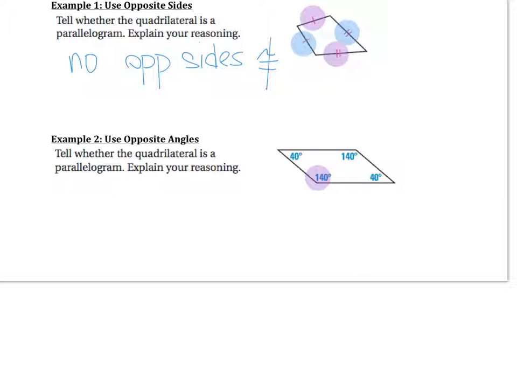Likewise with the angles, I want to look at opposite angles and see if they are congruent. My purple angles are congruent, my blue angles are congruent. So yes, this would be a parallelogram, and the reason would be opposite angles are congruent.